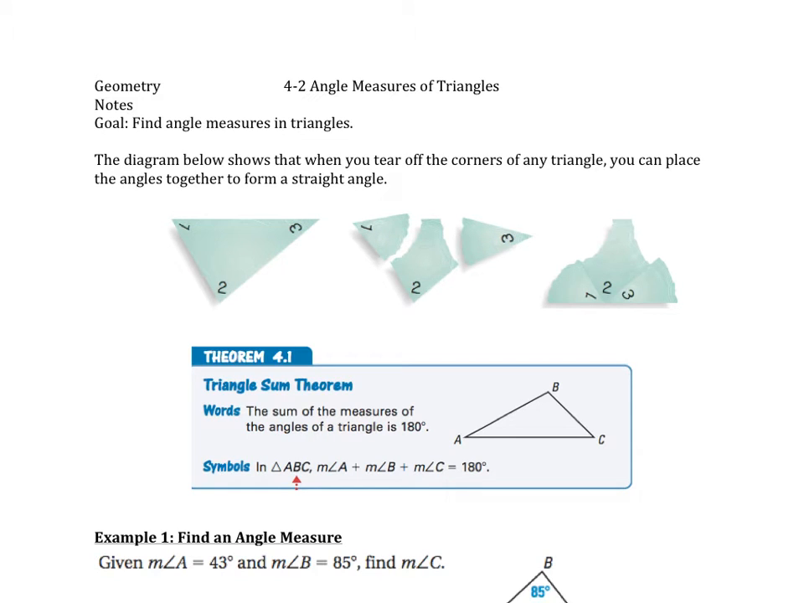Lesson 4.2, the angle measures of triangles. When we take a triangle and tear off the corners, the three corners are the angles. We could arrange them such that they create a straight line. So we look here, there's the nice straight line.